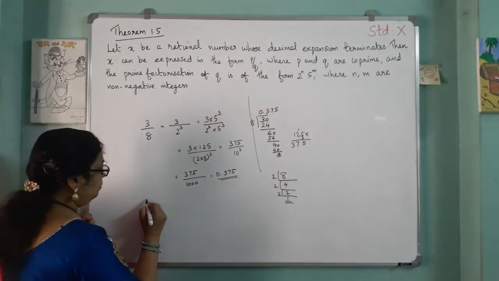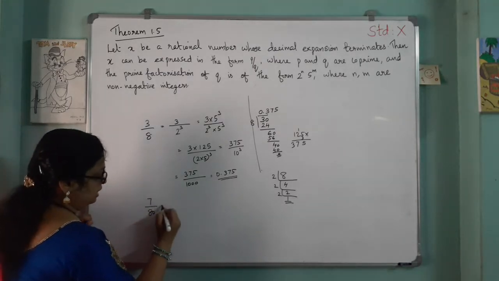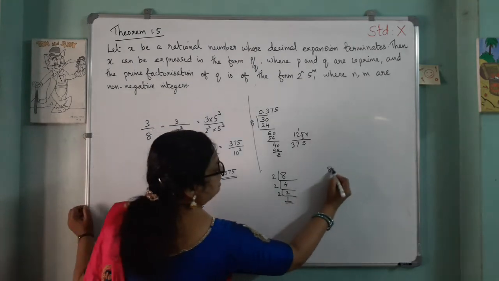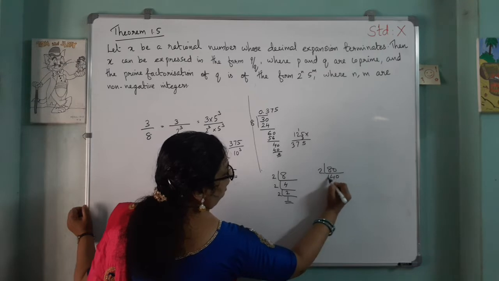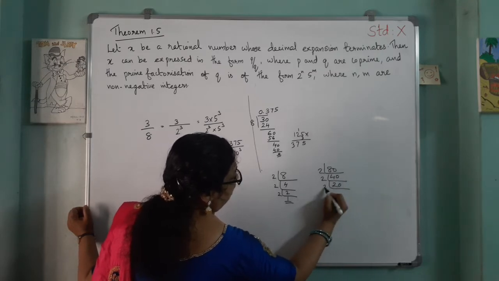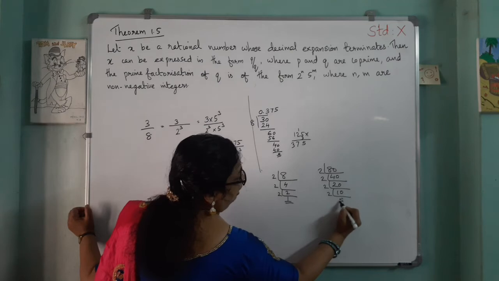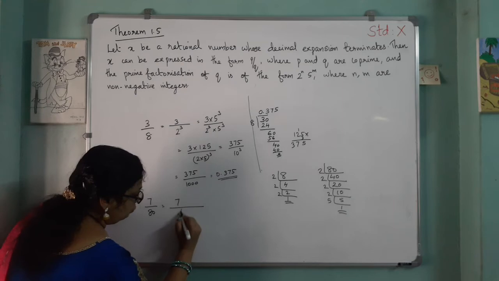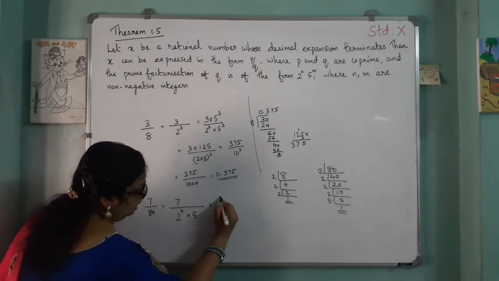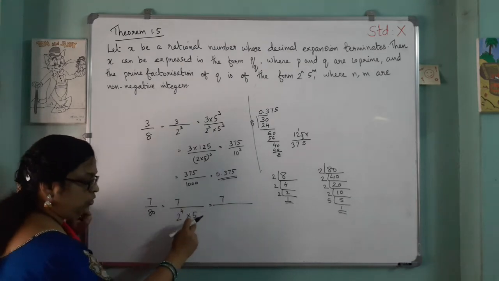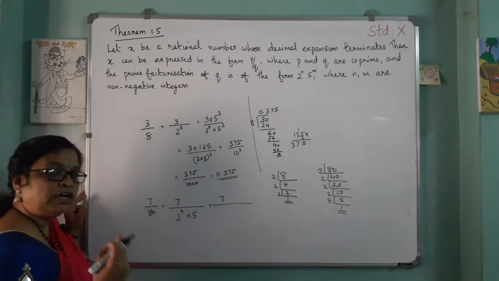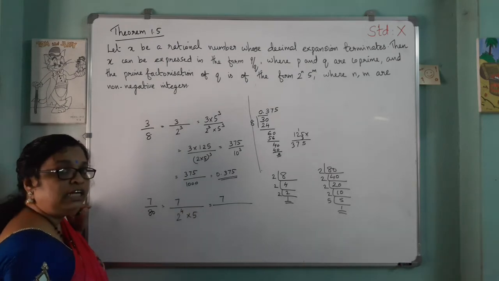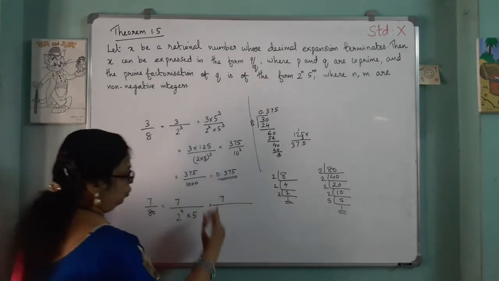Then another example, 7 by 80. 7 divided by 80, we can factorize 80: 80 to 40, then 20, again 10, then 5, then 5, and 1. That is 2 raised to 4 into 5. So here 2 raised to 4 and only one 5 is there. We want 2 raised to 4 into 5 raised to 4, so we need to multiply both numerator and denominator by 5 cube.